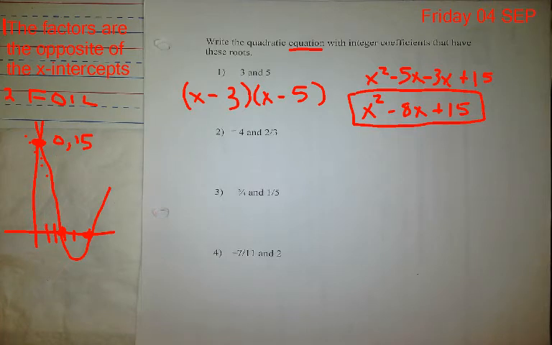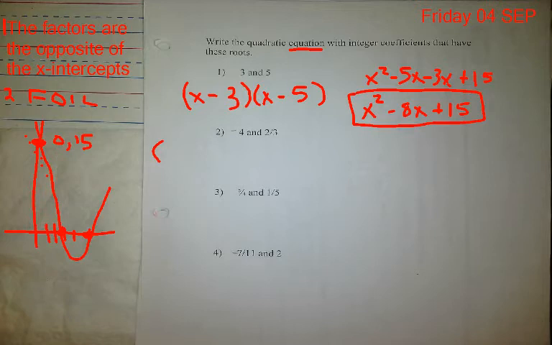Because remember, the number at the end tells you where it crosses the y-axis. So these two numbers tell you where it crosses the x-axis, and this number is where it crosses the y-axis. Yay! Okay, let's do it again.